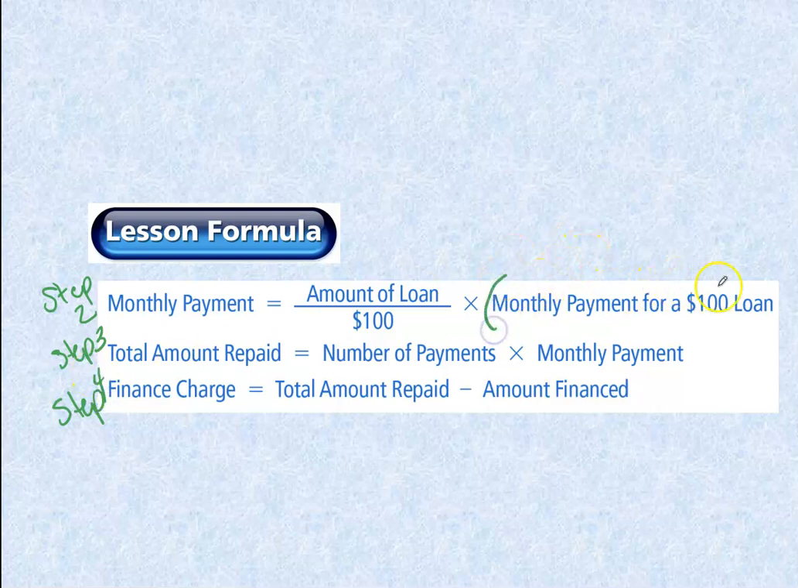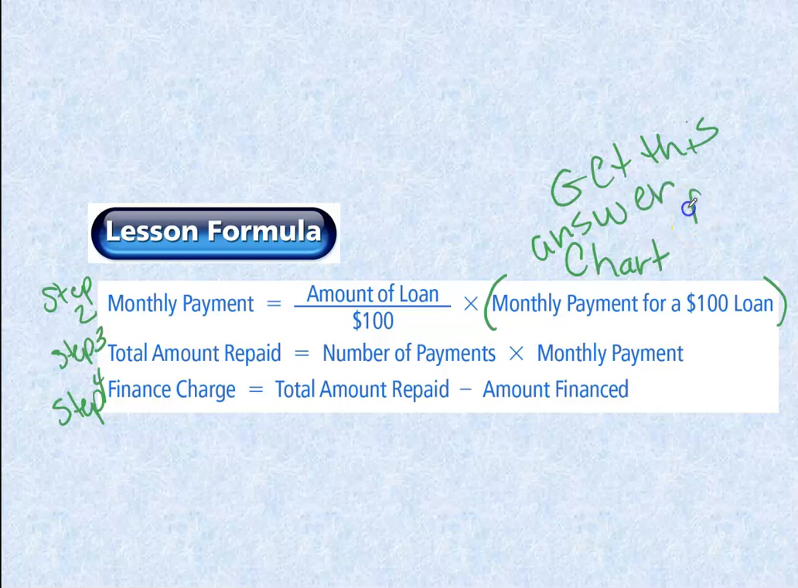This right here is the amount of the loan. Let's say I'm taking out $10,000 divided by 100, I can do that. But what is the monthly payment for a $100 loan? That is the chart. You get this number from the chart. So somehow make a notation on your notes that you know where to find that. We're going to go through an example of a problem where you're going to find all these steps.